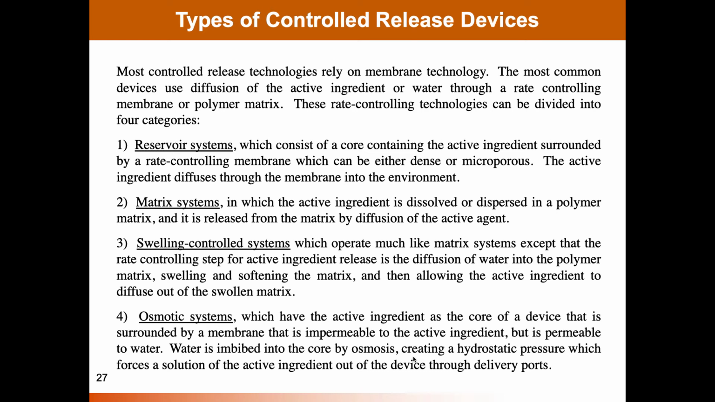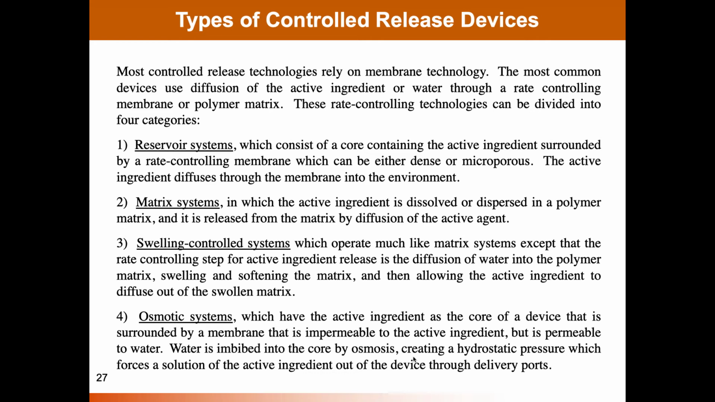There are basically 4 types of controlled release systems that are in use practically, and there are so-called reservoir systems. This is where you have a reservoir of drug behind a rate controlling membrane, and that membrane then governs the rate at which the active ingredient is removed from the membrane into the environment.